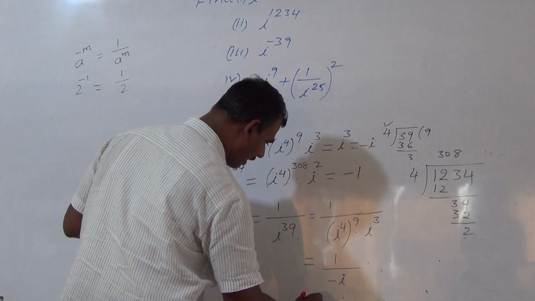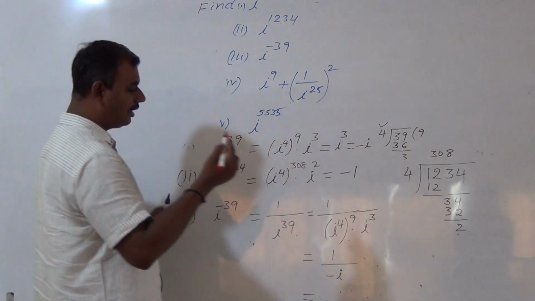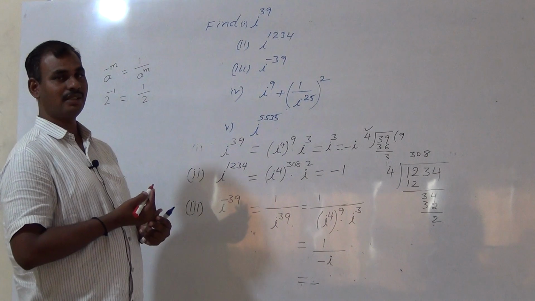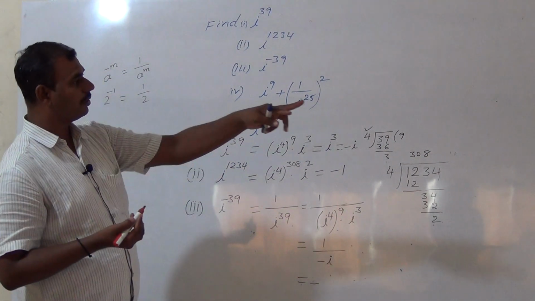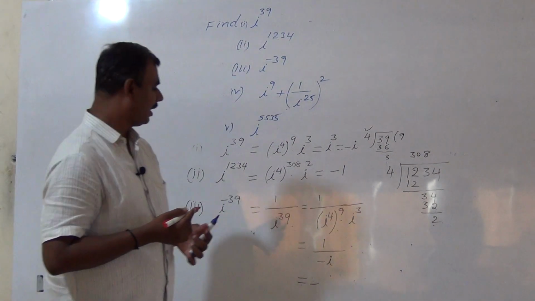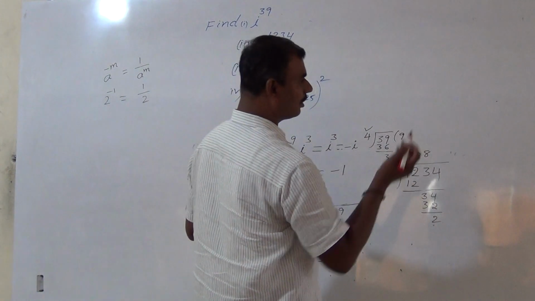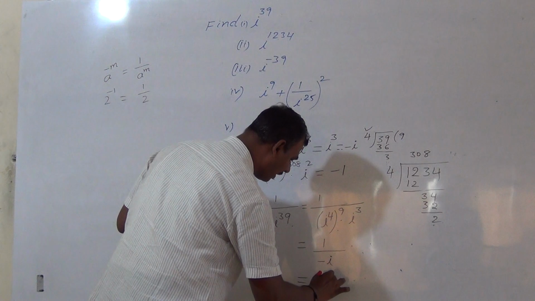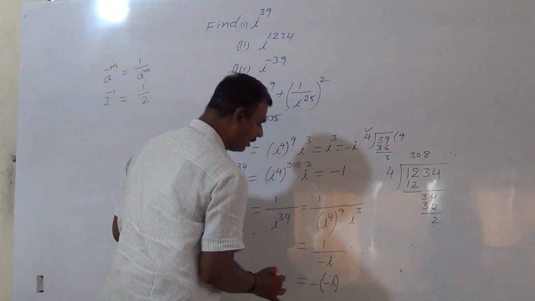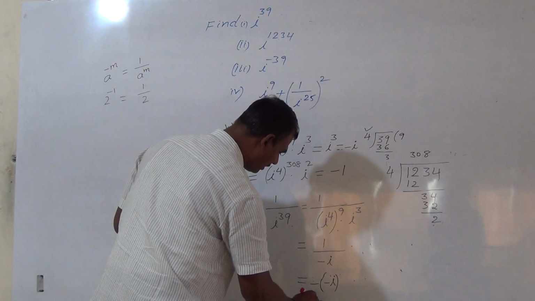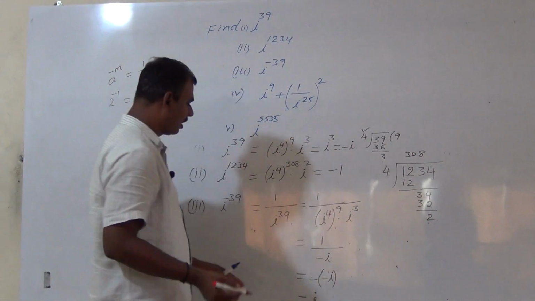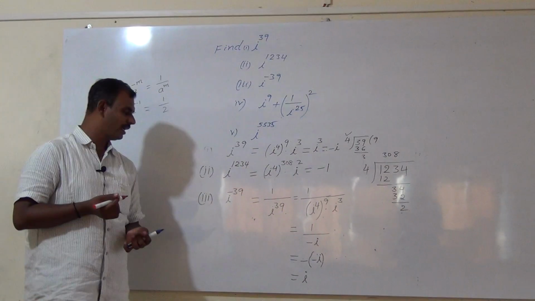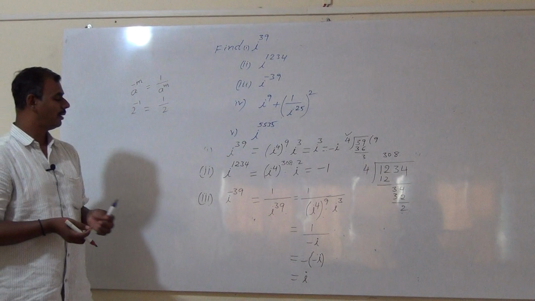This can be written as minus i using rationalization, or else if you know the number 1 by i is equal to minus i, already given. So we should substitute here minus i. Minus into minus plus, this will come i. Now is it in a plus ib form? Yes, it is in the form of a plus ib.